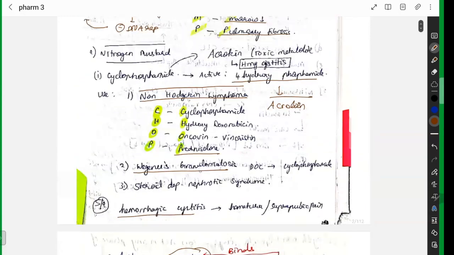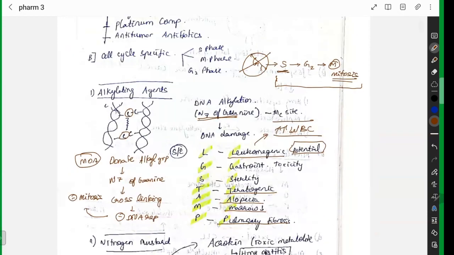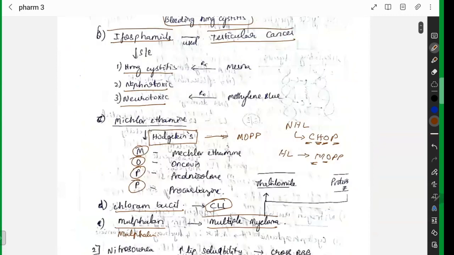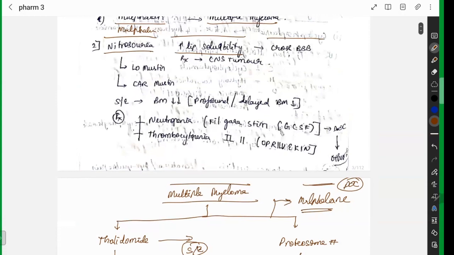In alkylating agents, the first topic we saw was nitrogen mustard, and the second topic we are going to see is nitrosourea. Remember, there is an increase in lipid solubility. What happens in nitrosourea? There is an increase in lipid solubility, therefore they can cross your blood-brain barrier. So what can you use it for?